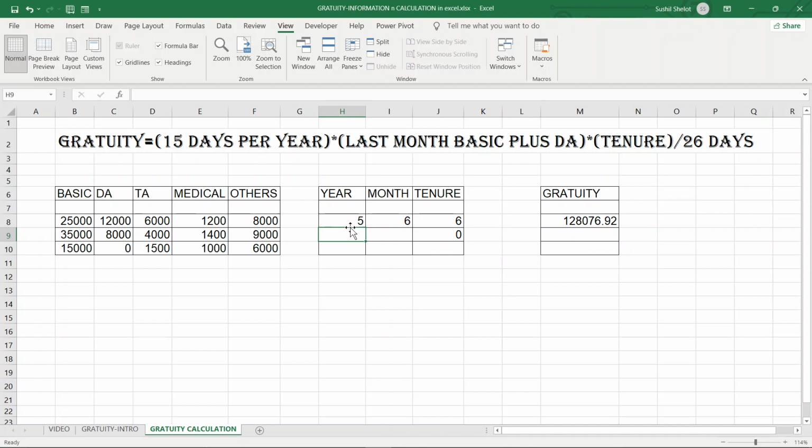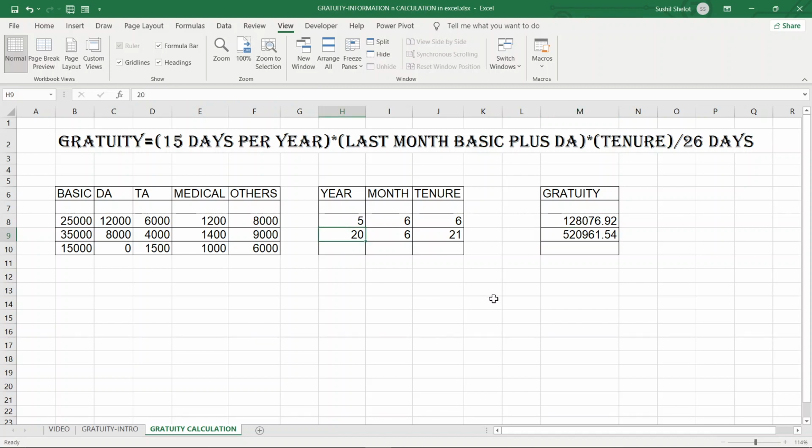Let's say this person has completed 20 years and 6 months. So what is the gratuity that he will be entitled to? I'll just drag down the formula over here and see. He will be entitled to 5,20,961.